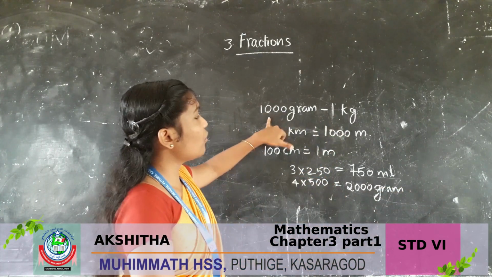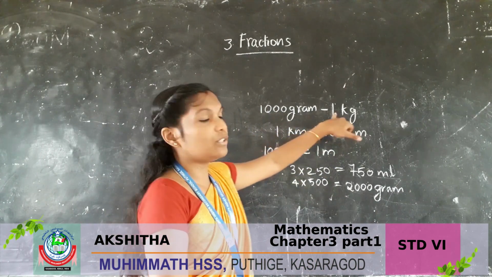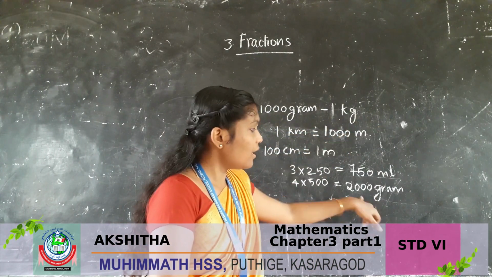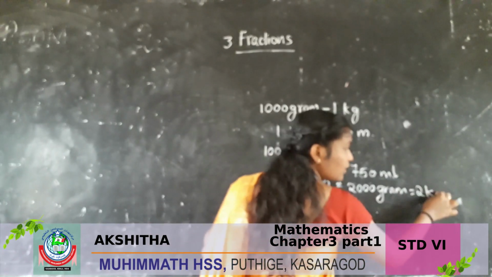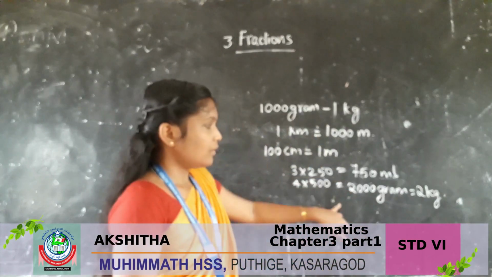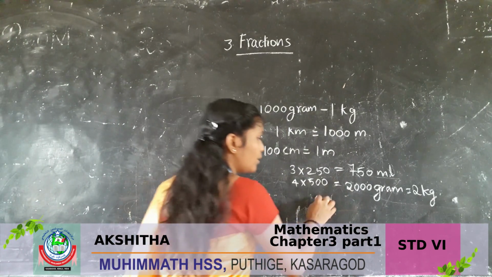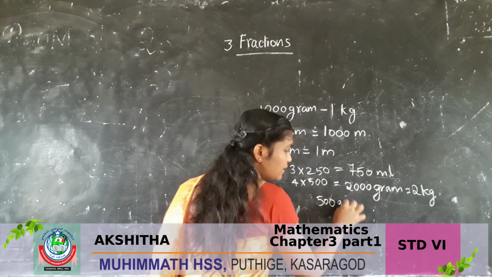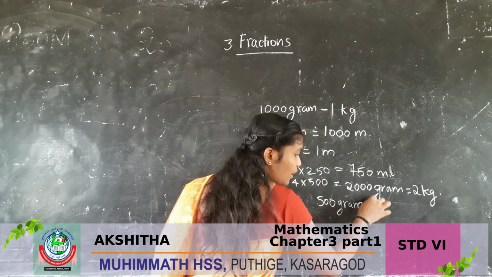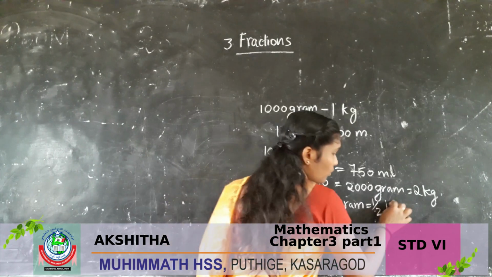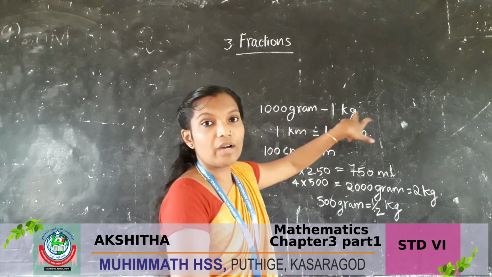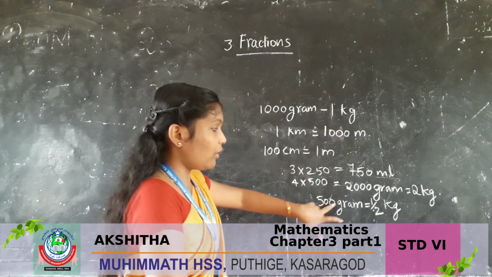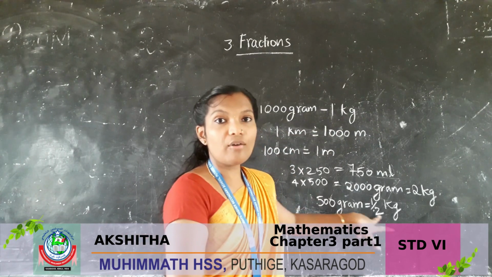So we already know that 1000 gram is equal to 1 kilogram. So here 2000 gram is equal to 2 kilogram, right? So 500 gram is equal to half kilogram. 1000 gram is equal to 1 kilogram. So 500 gram is equal to half kilogram.